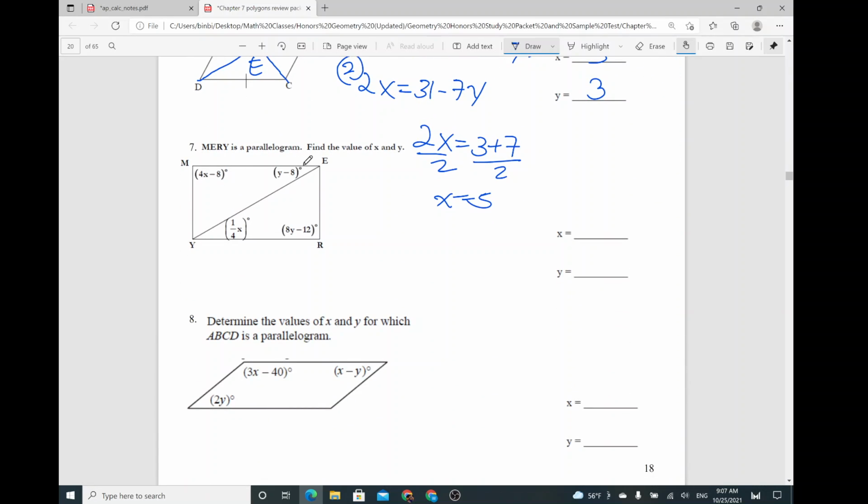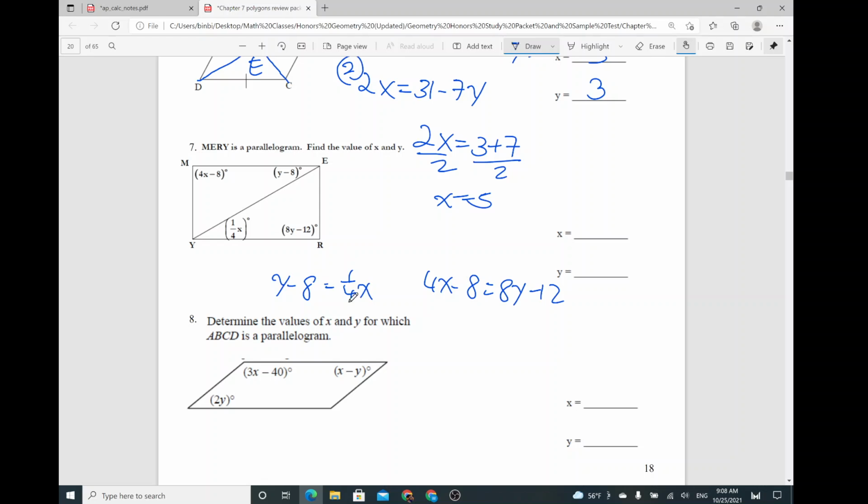And then another property of a parallelogram: if these are the diagonals of the rectangle or the parallelogram, that means the alternate interior angles are congruent, and also the opposite angles have to be congruent here. So y minus 8 equals 1/4 x, and then 4x minus 8 equals 8y minus 12. And then basically just solve the equations. It depends on what you want: substitution, elimination, you can always do that.